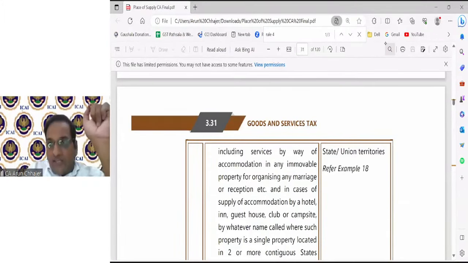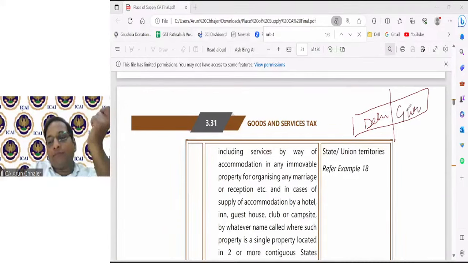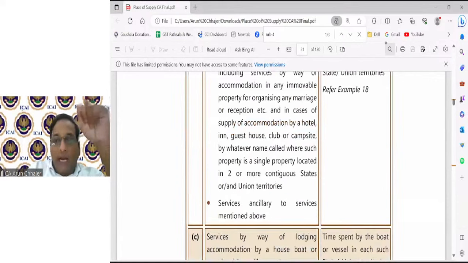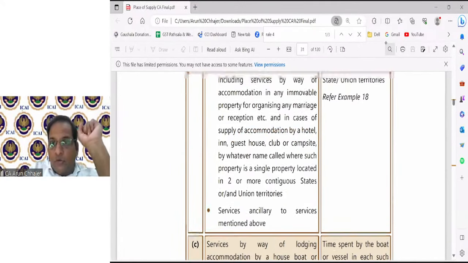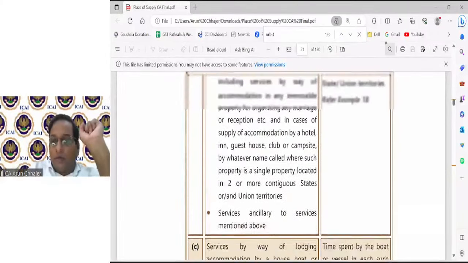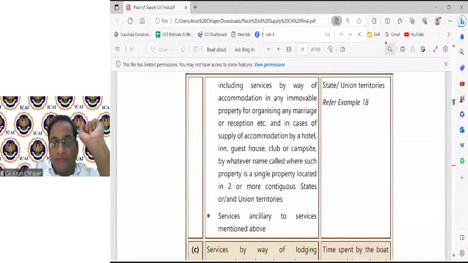Suppose I am staying in one hotel. That hotel is on the border of Delhi and Gurgaon. So it is having some area in Delhi and some area in Gurgaon. It is a single hotel but located in two or more contiguous states. In that case, I can say that I have taken the service in more than one state. So how to apportion? Refer example number 18. You can refer to the example, but it will be apportioned in the area of the property.